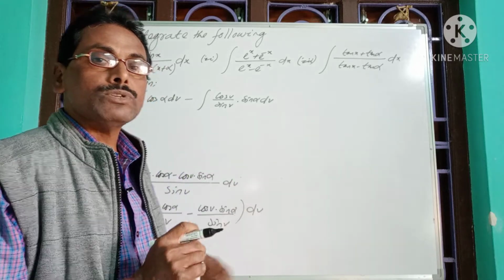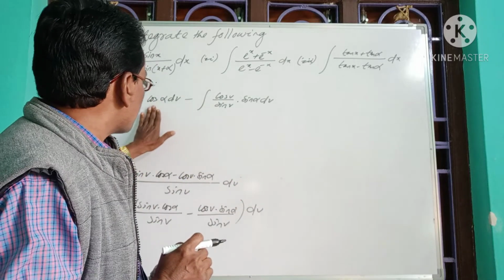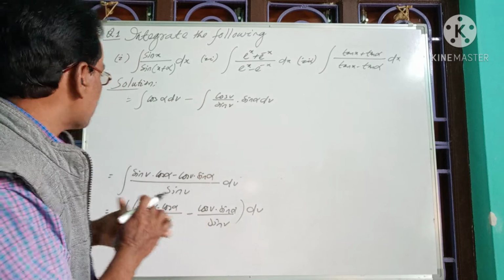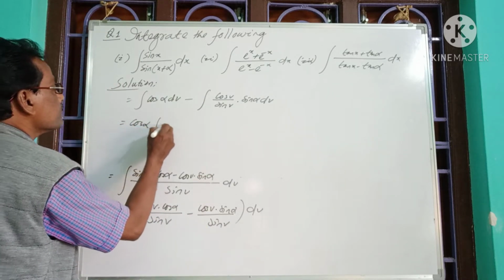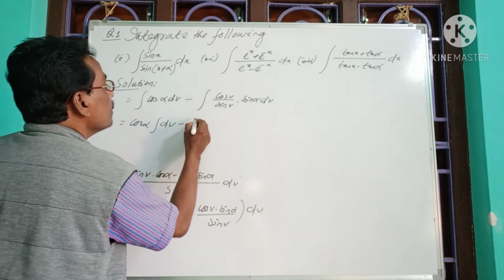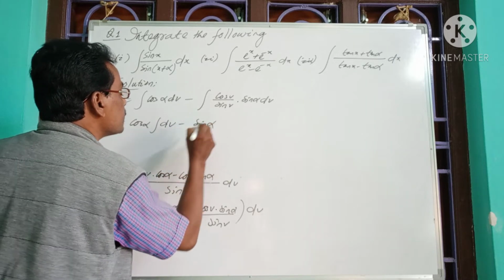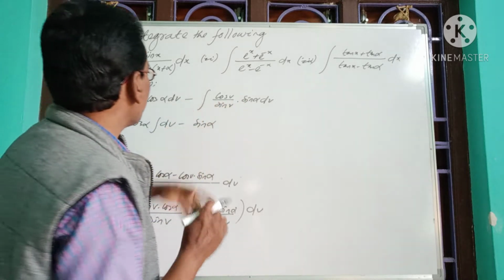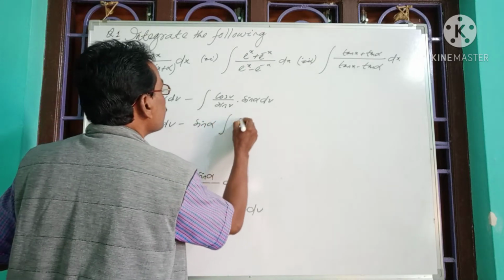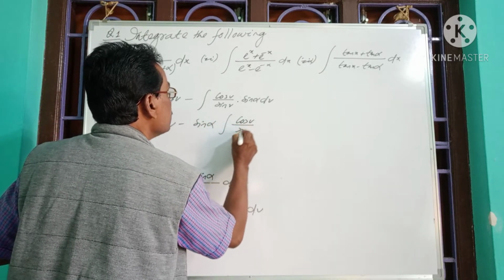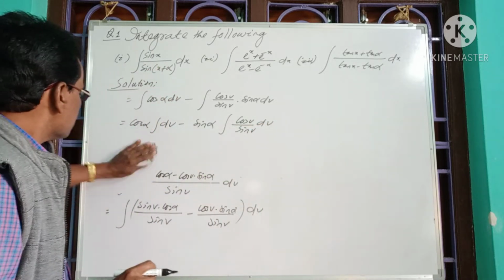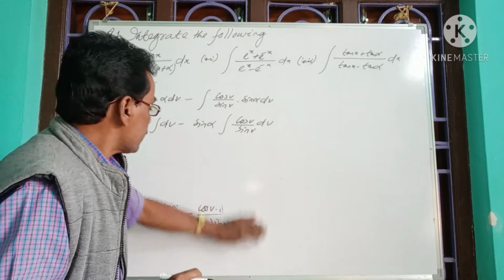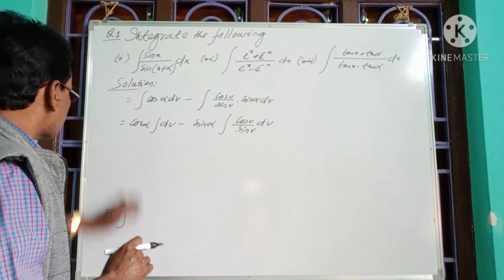So before integration we have to take the constant factors, that is cos alpha and sin alpha, out of the integral. So we have cos alpha into integration with respect to v minus, here sin alpha, which is a constant, taking sin alpha out of the integral, we have sin alpha into integration of cos v by sin v with respect to v. So now simplifying, we are able to integrate those functions.